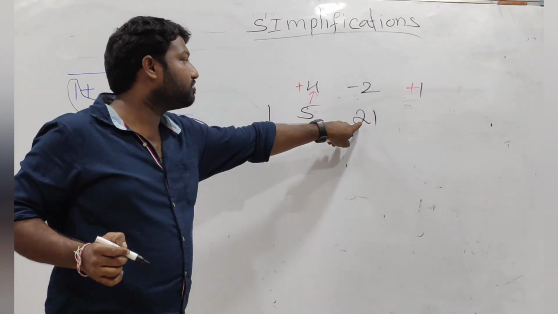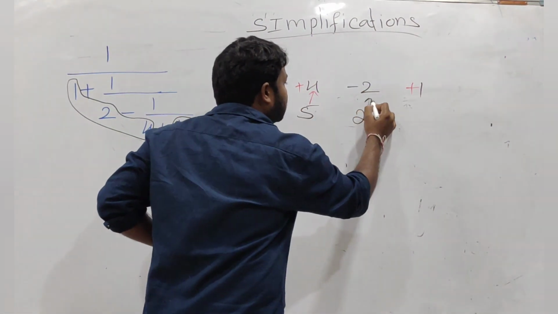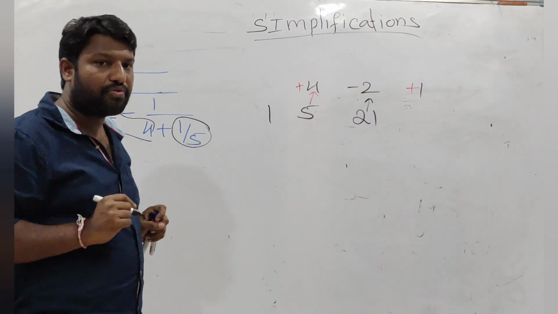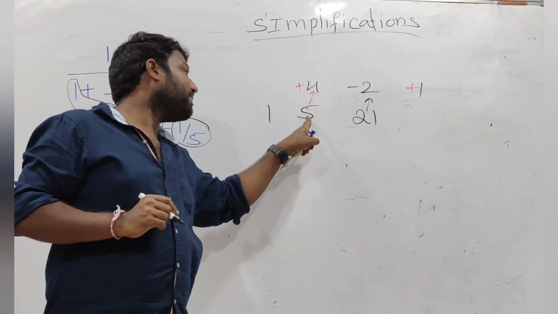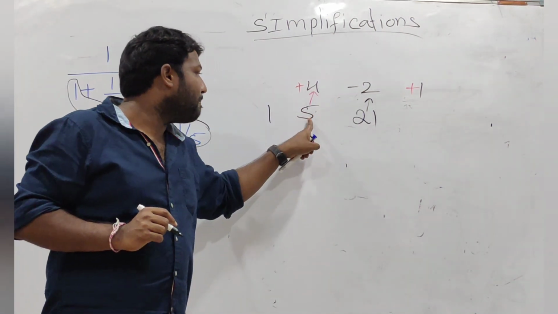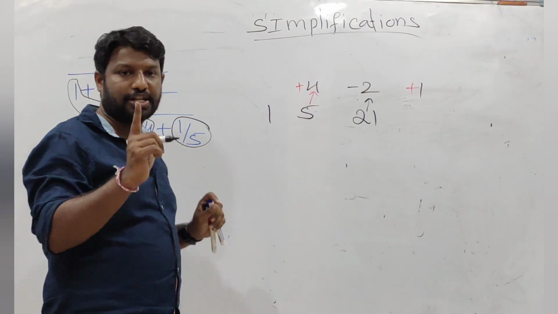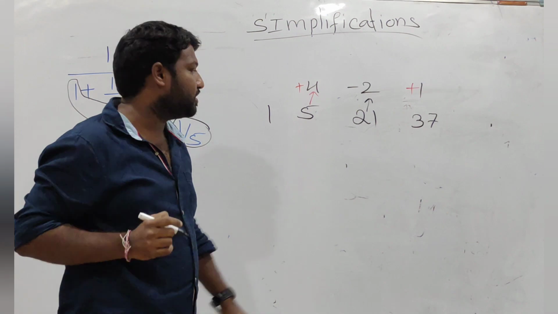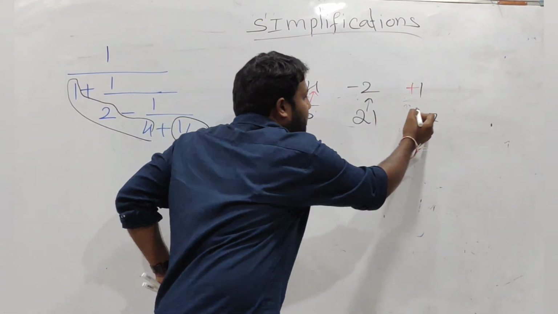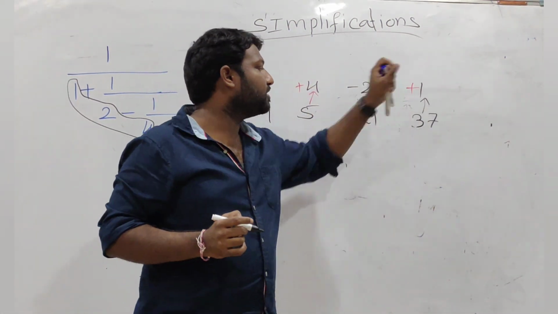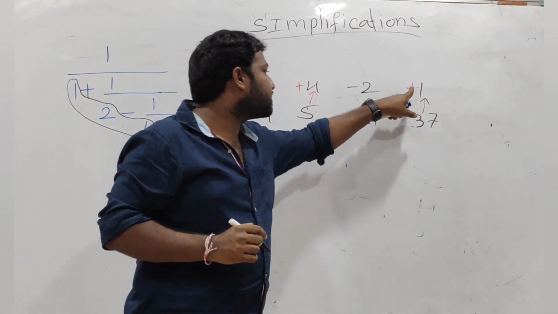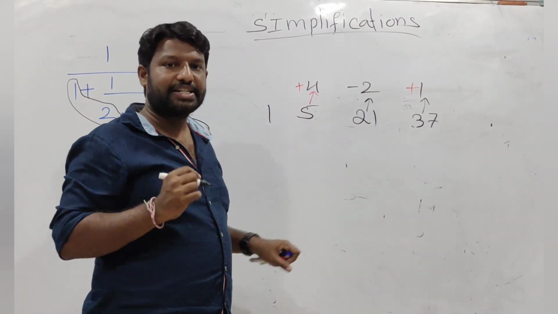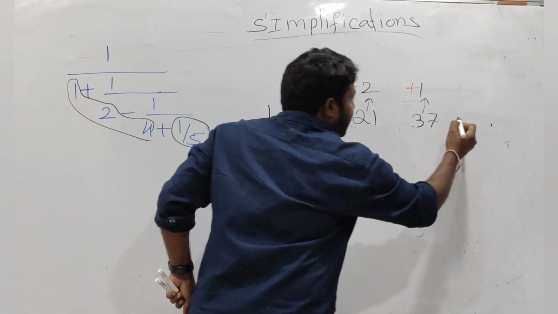Next, multiply these two terms. 21 into 2, 21 2s are 42. Minus is there, so subtract this value. So 42 minus 5 is nothing but 37. So write 37 here. You got 37. Next, multiply these two. So 37 into 1 is 37. Plus is there, so plus 21. 37 plus 21 is nothing but 58.